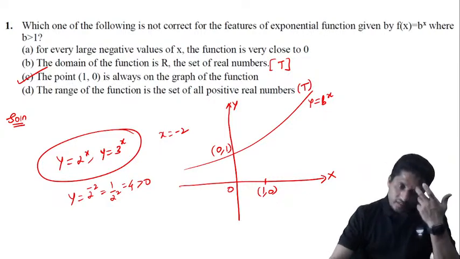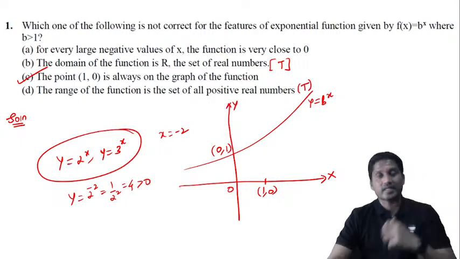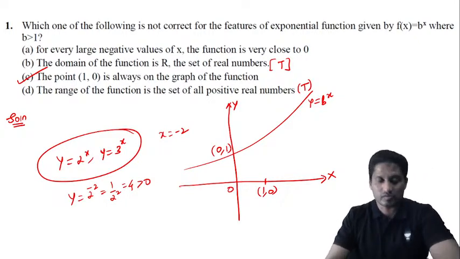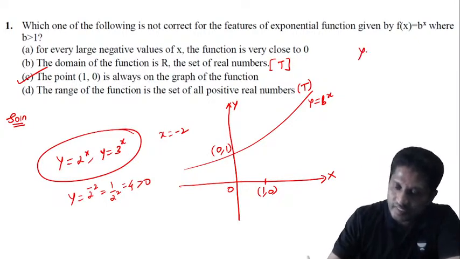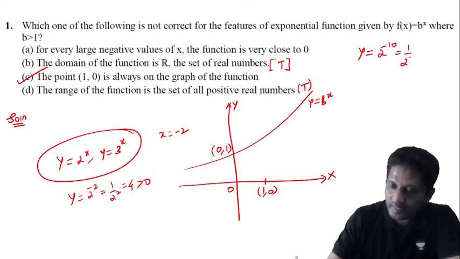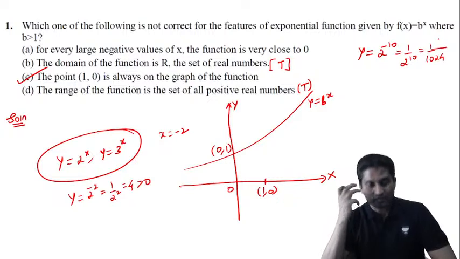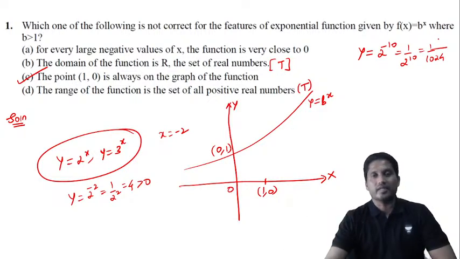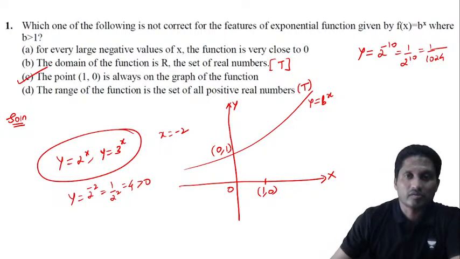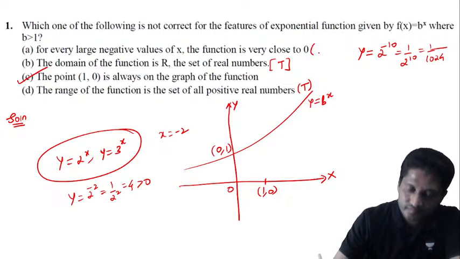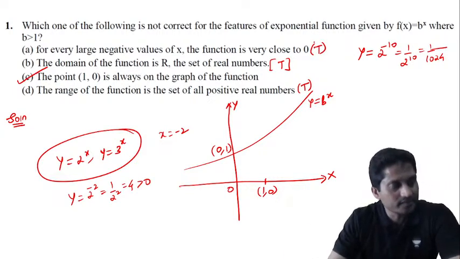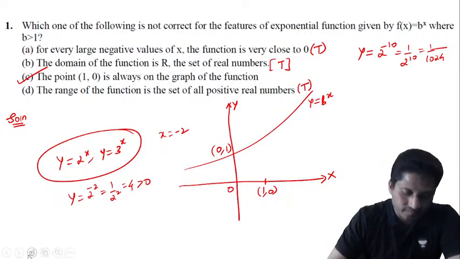Now let's take the first option, for every large negative value of x, the function is very close to 0. That's correct, because if I take a large negative value, let's say 2 power minus 10, you get 1 by 2 power 10, which is equal to 1 divided by 1024. So as you increase the large negative value of x, the 1 by something will decrease. So this is also true. Answer should be option C, guys. Let's move to the next question.